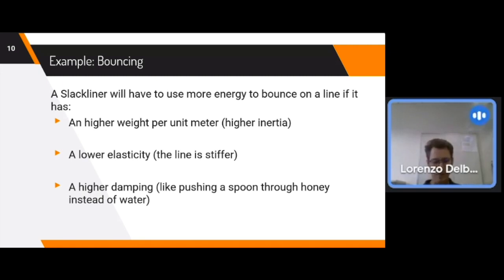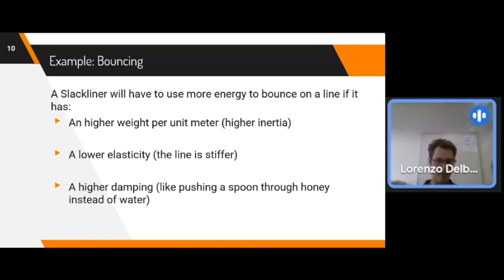When it's a lot elastic, for example, a ping tube line, and I think that ping tube line has also really little damping. You get huge bounces and you don't use so much forces. But there are slacklines that have almost the same weight and almost the same elasticity, but they are more difficult to bounce. So why is that?